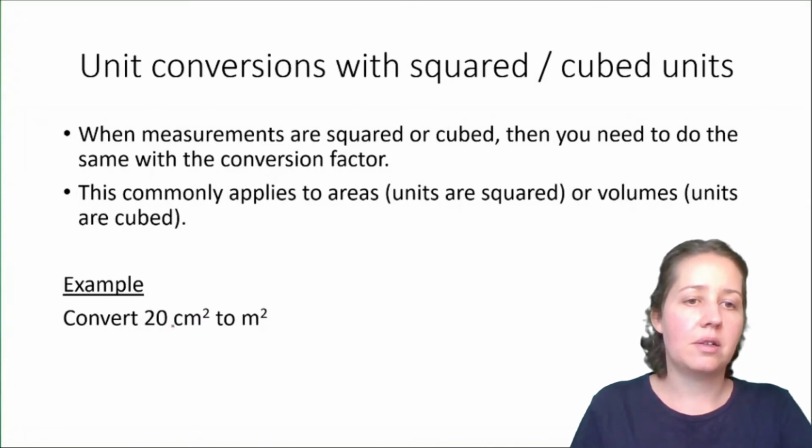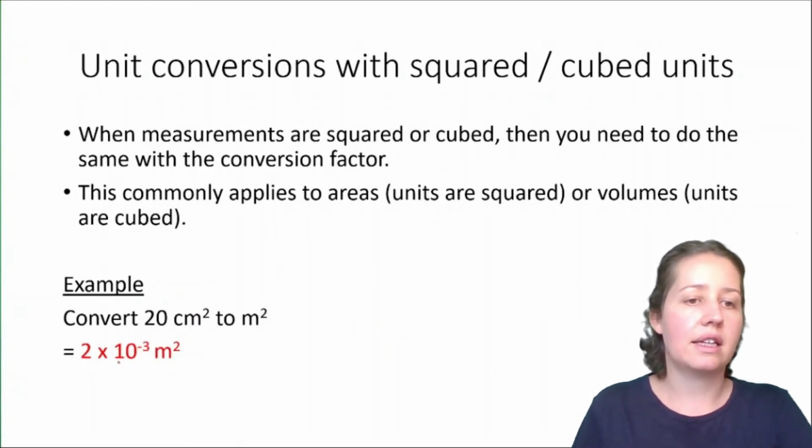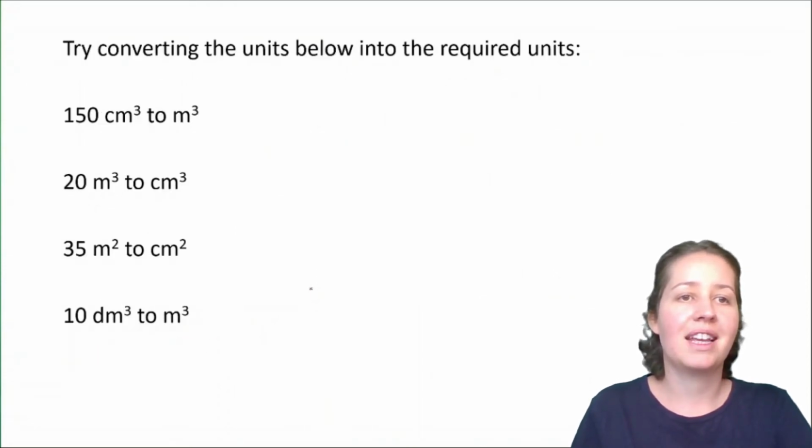So let's look at this example. I'm trying to convert 20 centimetres cubed to metres cubed. Well, to go from a centimetre to a metre, I divide by 100. But I have got centimetres cubed, so I need to divide by the conversion factor cubed. So I'm doing 20 divided by 100 cubed. When I do that, that gives me an answer of 2 times 10 to the minus 5 metres cubed. Okay, over to you. Look carefully each time at whether you need to cube or square your conversion factors. Pause now.